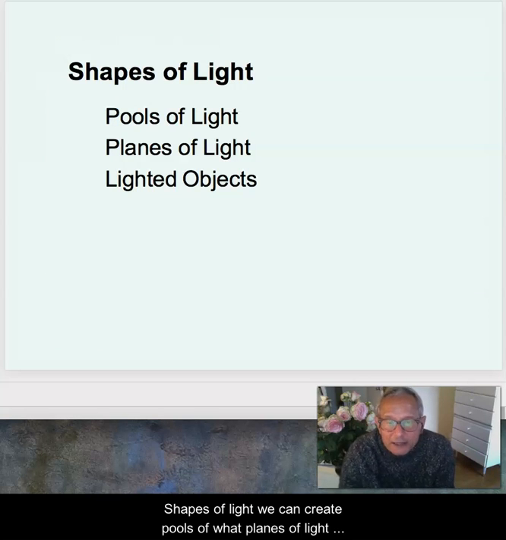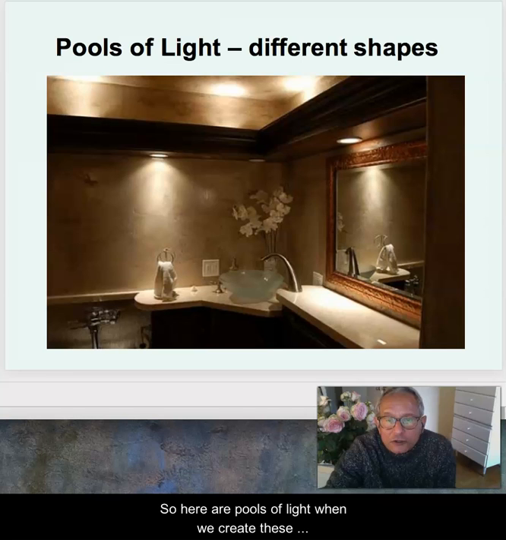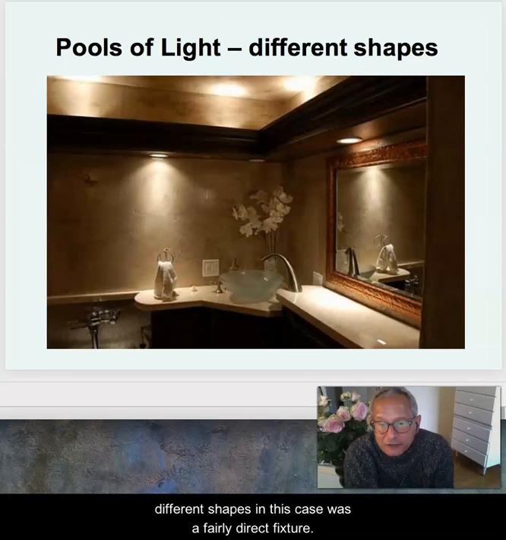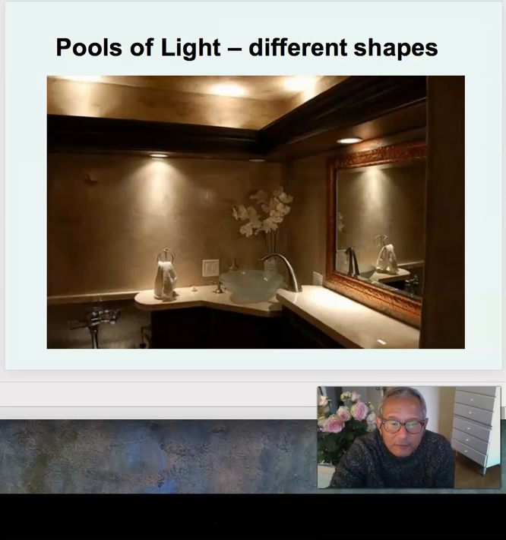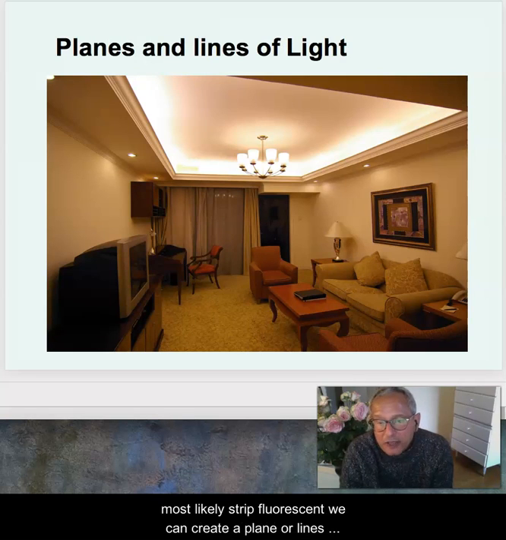The shapes of light that we can create: pools of light, planes of light, and lighted objects. So think of these as your basic design elements. So here are pools of light where we create these different shapes, in this case from a fairly direct fixture. Here, where we have recess, cove lighting, and in this case most likely strip fluorescence, we can create a plane or lines of light that define the edge of this rectangle in the ceiling.